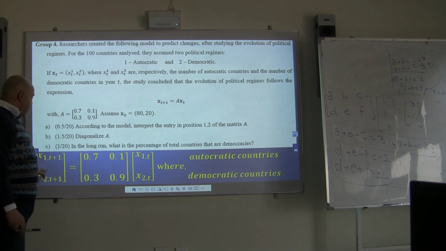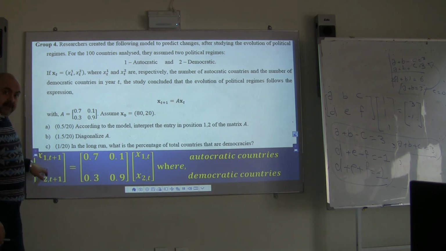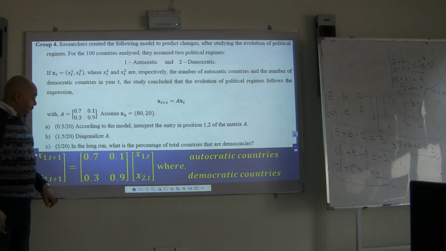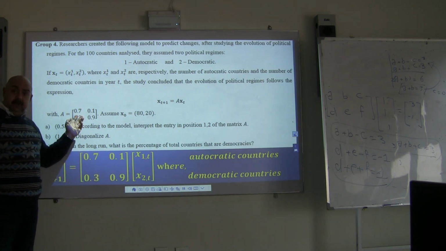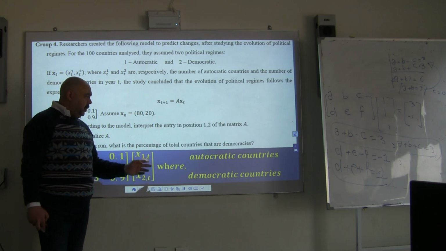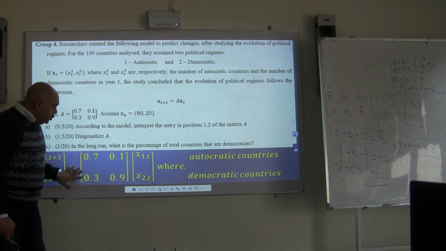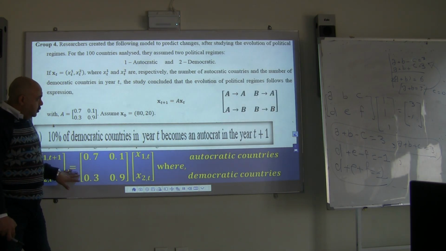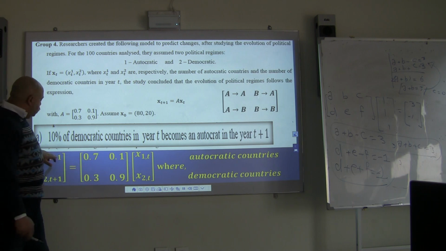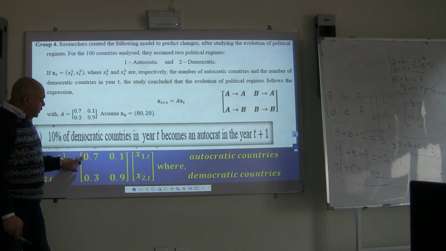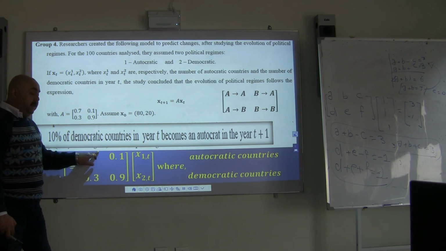So once more, I will recall this form in detail. Simply, I can write the following. This is the next year, which equals [0.7, 0.1; 0.3, 0.9], this matrix, times (x1_t, x2_t), which stand for the autocratic and the democratic countries. Once you hold this scheme in this form, it will be easy for you to see that, look, this is for the first row, which is about the first alternative, which means that 70% of the autocratic will remain autocratic.